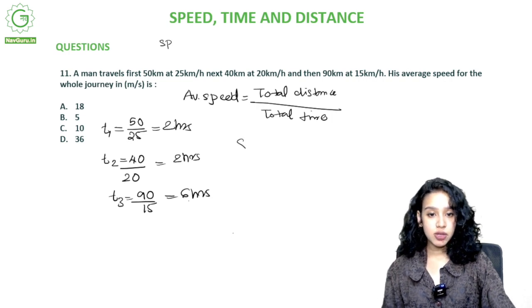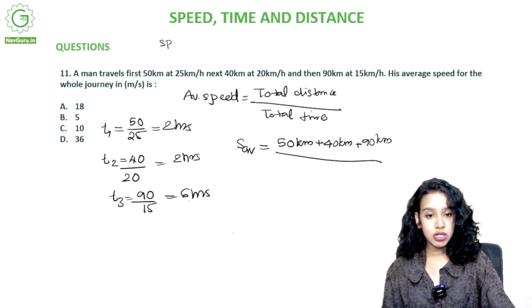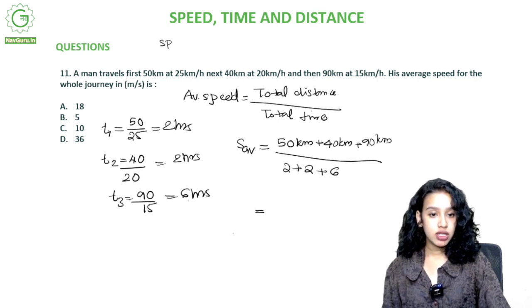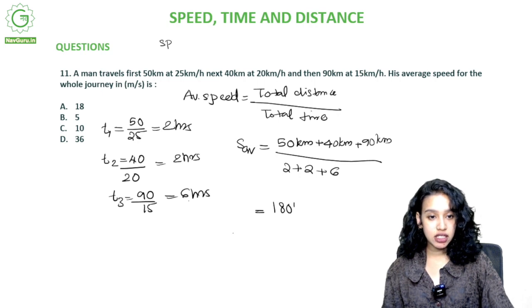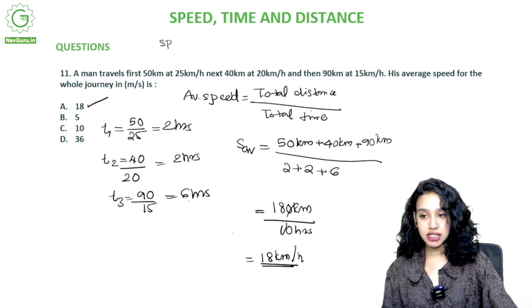Now, what is the average speed? Speed average is equal to total distance is 50 kilometers plus 40 kilometers plus 90 kilometers, whole divided by the total time is 2 plus 2 plus 6, right? So this is equal to 90 plus 90, 180 kilometer divided by 2 plus 2 is 4, 4 plus 6 is 10, 10 hours. So we cancel this out and we get 18 kilometer per hour. So the answer is 18 here, right?